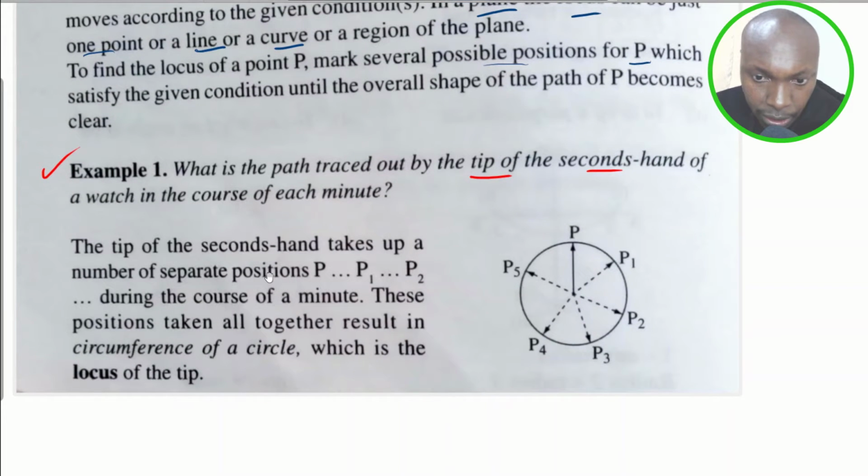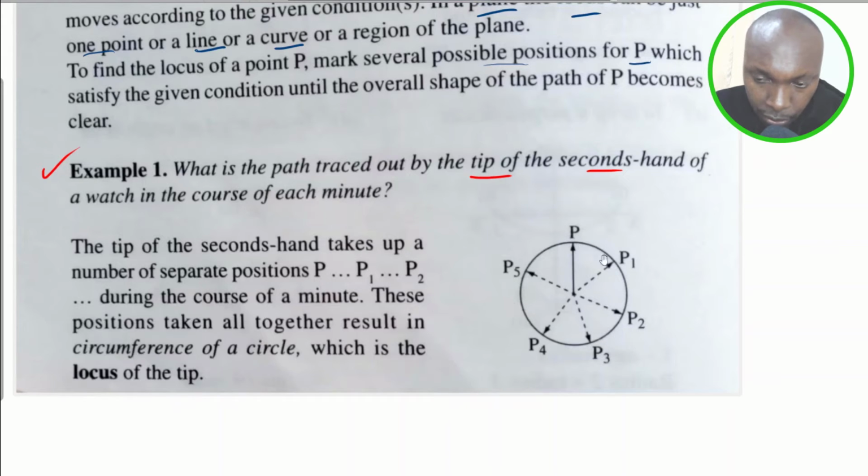So the tip of the second hand takes up a number of separate positions, P1, P2, during the course of a minute. These positions taken all together result in the circumference of a circle, which is the locus of the tip. As you can see, the second hand starts from P, then moves to P1, P2, P3, P4, P5, and so on.